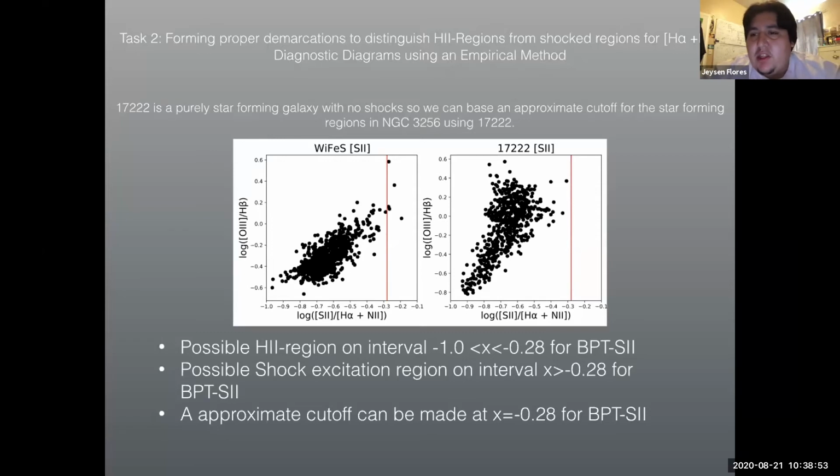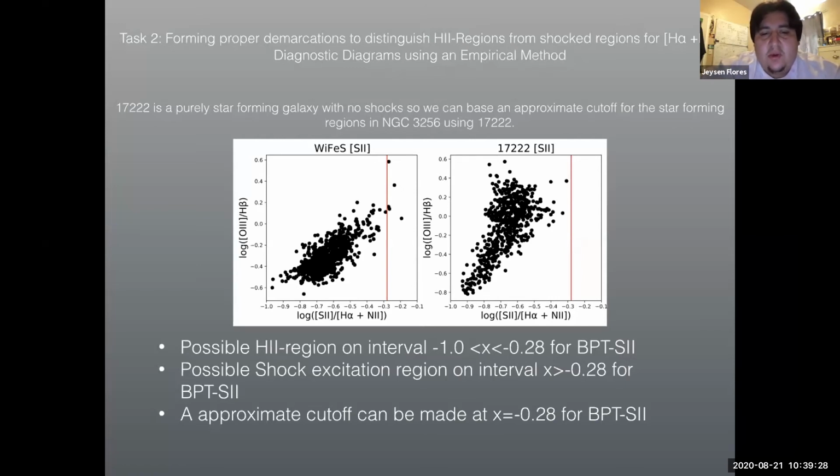I applied that demarcation to my wide field integral spectrograph data, and we can see that it does cut off a few points. Everything to the left of x equals negative 0.28 can correspond to H2 regions for purely star-forming gas, and anything to the right of x equals negative 0.28 can correspond to shocks. But this is just an approximation. We cannot go by this, and we have to search for even more precise ways to make this demarcation.